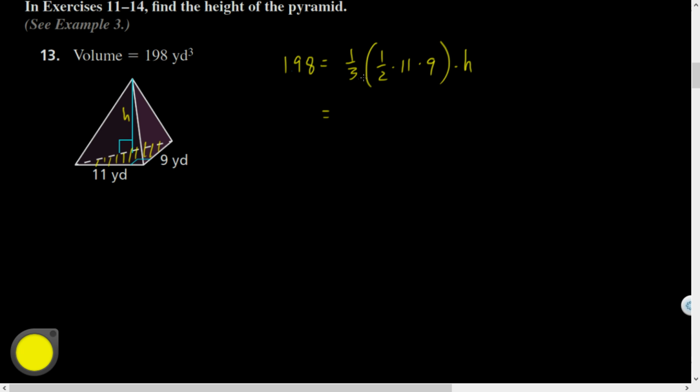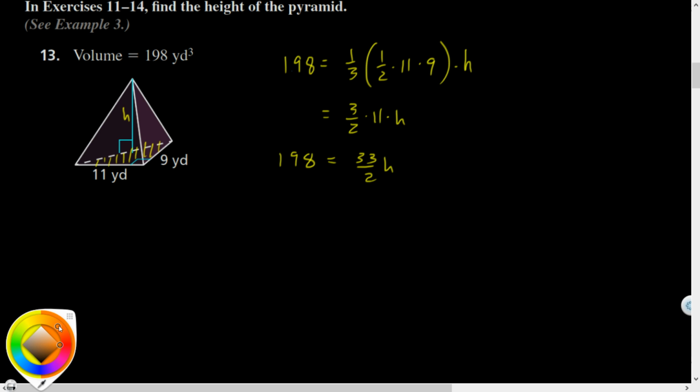So 1/3 times 1/2 is 1/6. Or actually, let me just do 1/3 of 9 is 3. I'm going to have 3 halves times 11 times h. Looks like 33 halves h is what I end up having here. So I'm going to multiply both sides by the reciprocal here, 2 33rds.